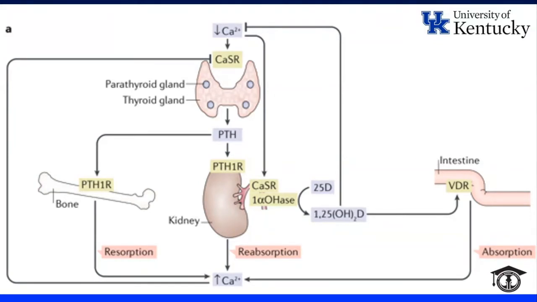So PTH stimulates the osteoblast and osteocyte to secrete RANKL, and RANKL will stimulate osteoclastogenesis. So the osteoclast has RANKL receptors, okay? But there is no direct effect of PTH on the osteoclast and on the gut, okay?